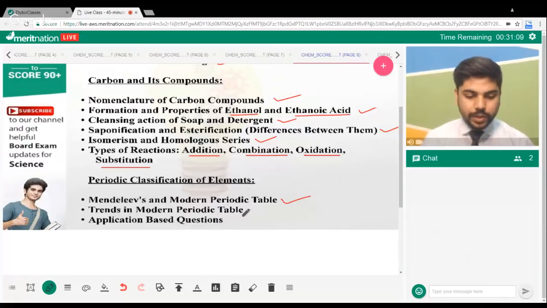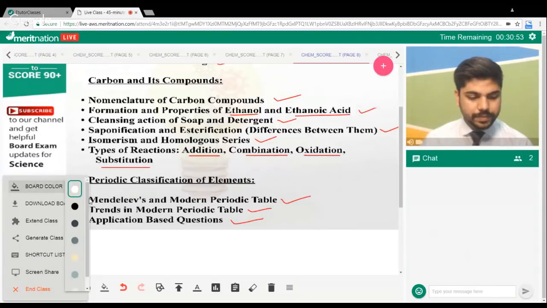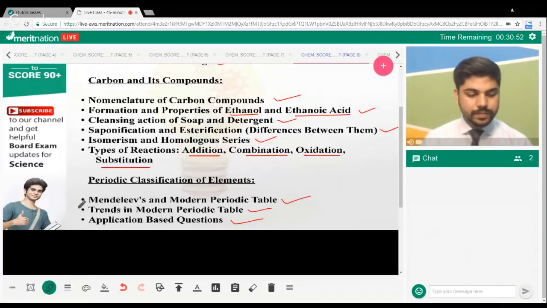You should also know the trends in modern periodic table, like as we go from left to right, what happens, if we move from top to bottom, what happens, right? So these are the things you should know, and the application based questions. Okay. So these three topics are important from periodic classification of elements.